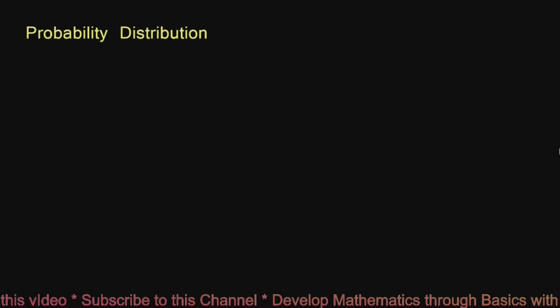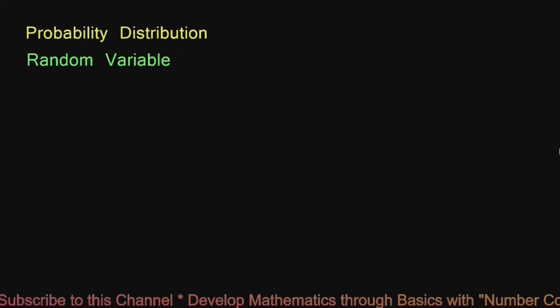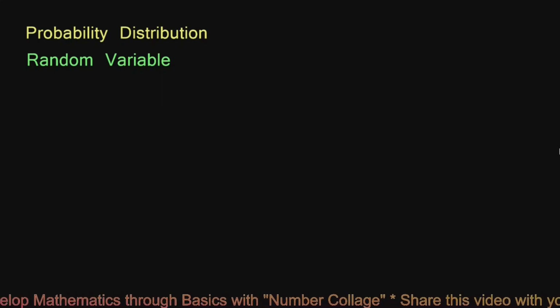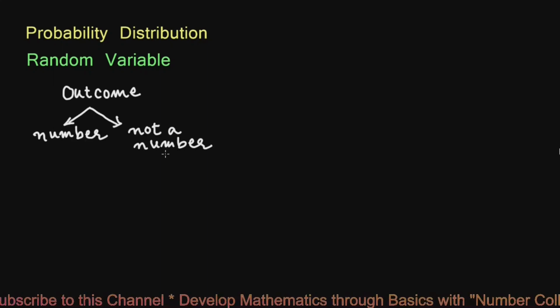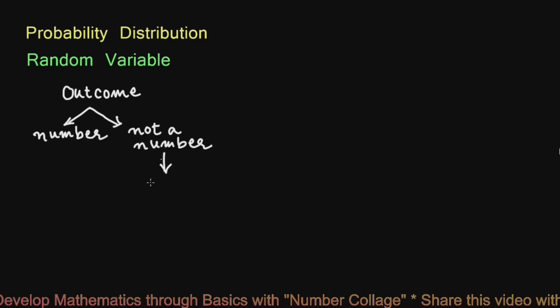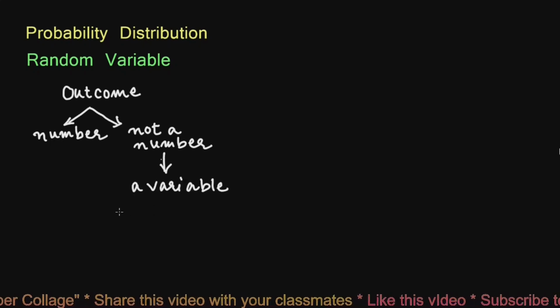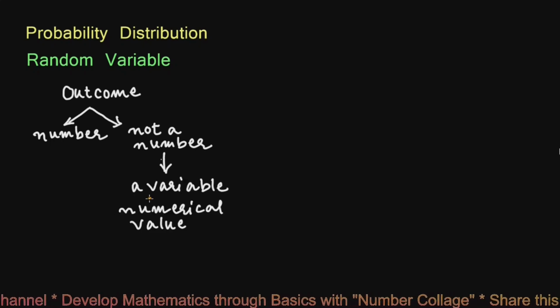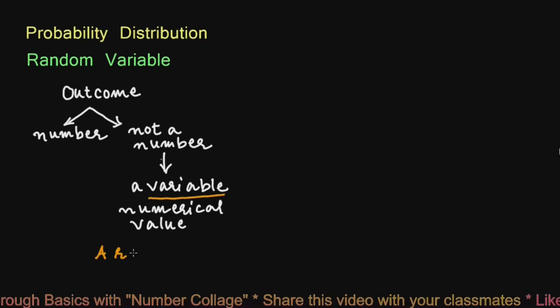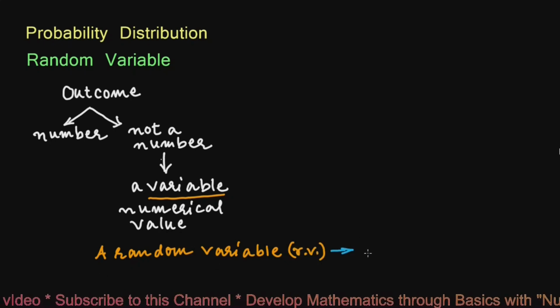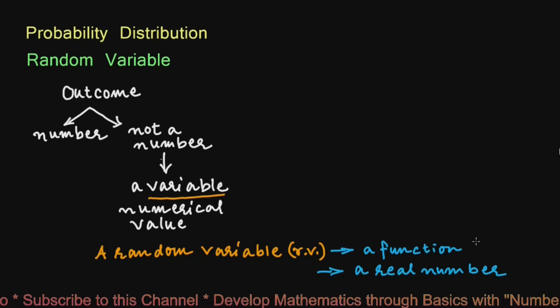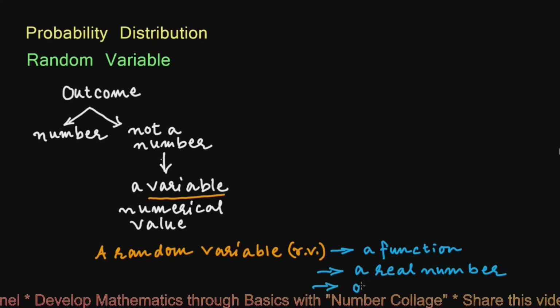In this video, we will study probability distribution, and to understand probability distribution, we must know what is a random variable. In probability, the outcome of an experiment can either be a number or not a number. And when it is not a number, we use a variable to denote its numerical value. And this variable is what we call a random variable, or in short RV. Random variable is a function that assigns a real number value to the outcome of an experiment.